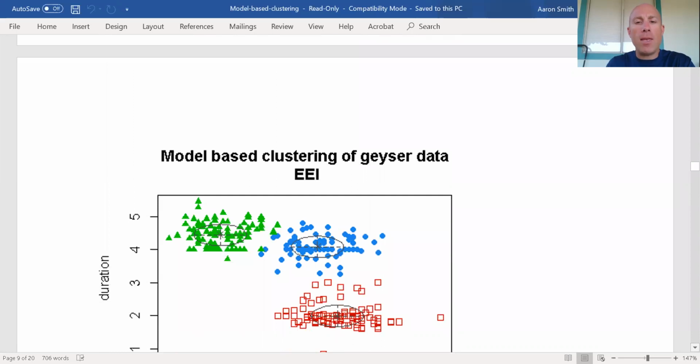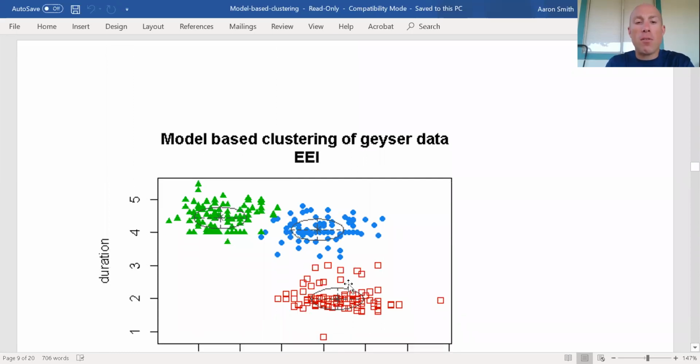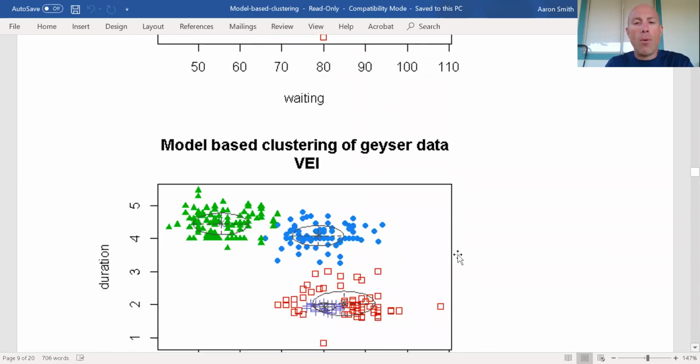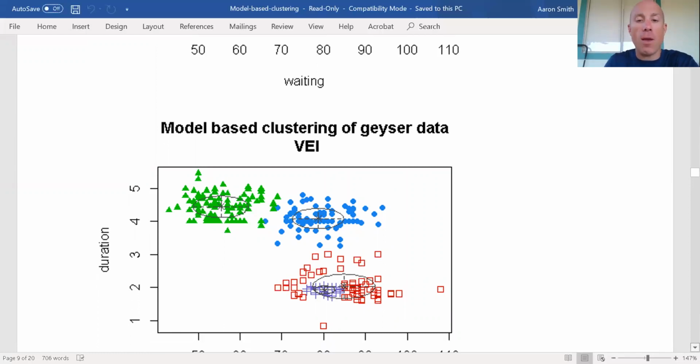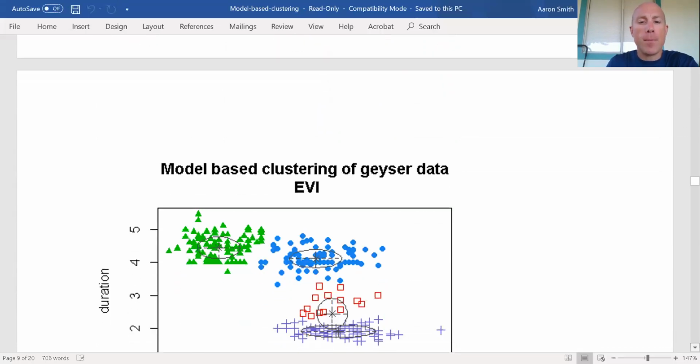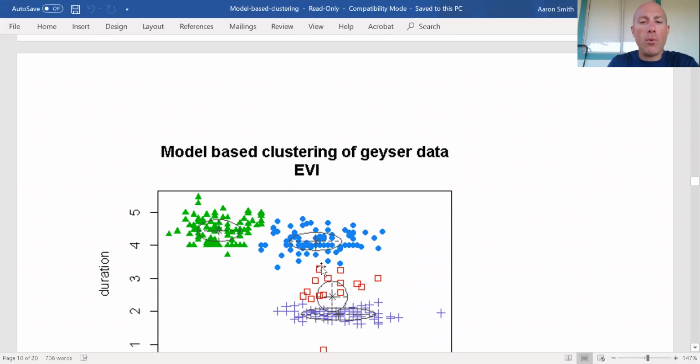All right, next we've got EEI. That's pretty consistent with what we've already been looking at. Now we've got VEI. Huh, what's this? We've got green, blue, red, purple. So this is saying that if this is the correct model, there are actually 4 distributions going on. That kind of jumped out. I wasn't expecting that when I was building this up. Let's keep going. All right, so now we've got EVI, green, blue, red, purple. Once again, it's saying 4 distributions.